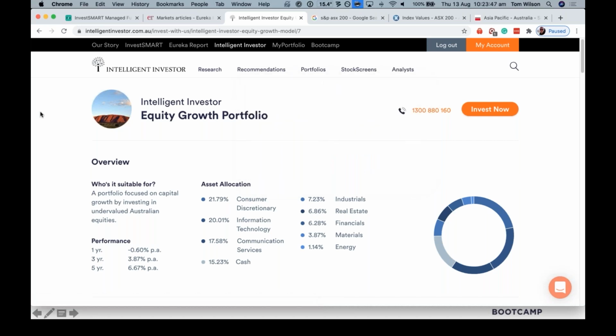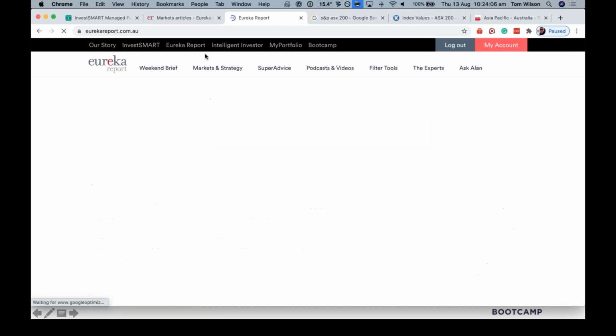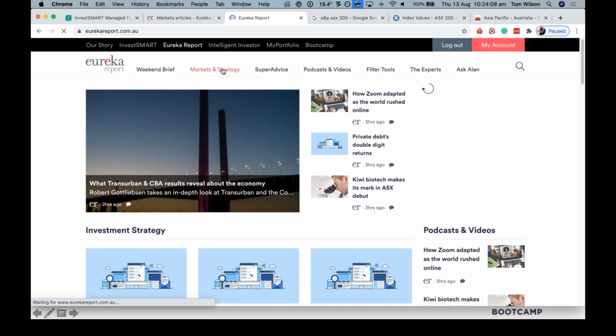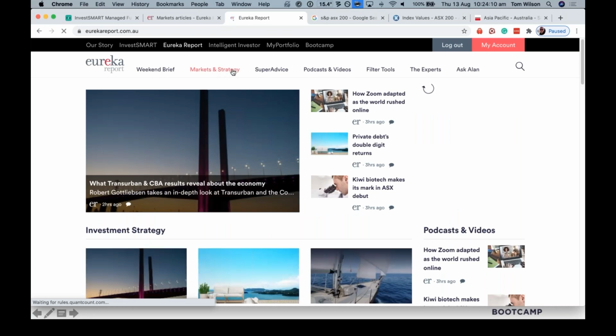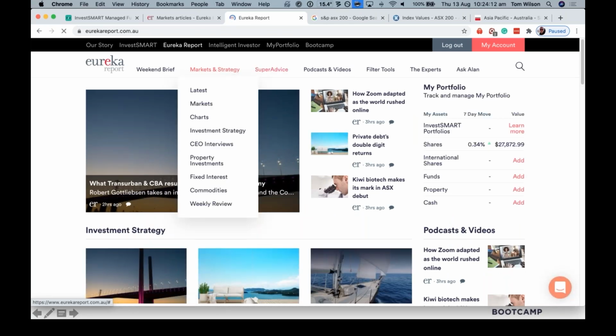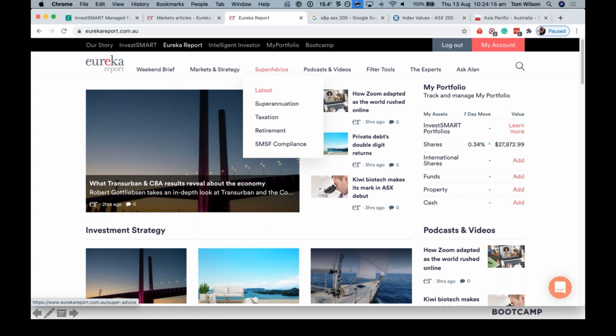So when it comes to saving tax on the returns, whenever you get a distribution or a dividend paid back to you, there's the possibility of franking credits, which you can look into as well. And there is an article on Eureka Report talking about franking credits, but also talking about taxation as well.